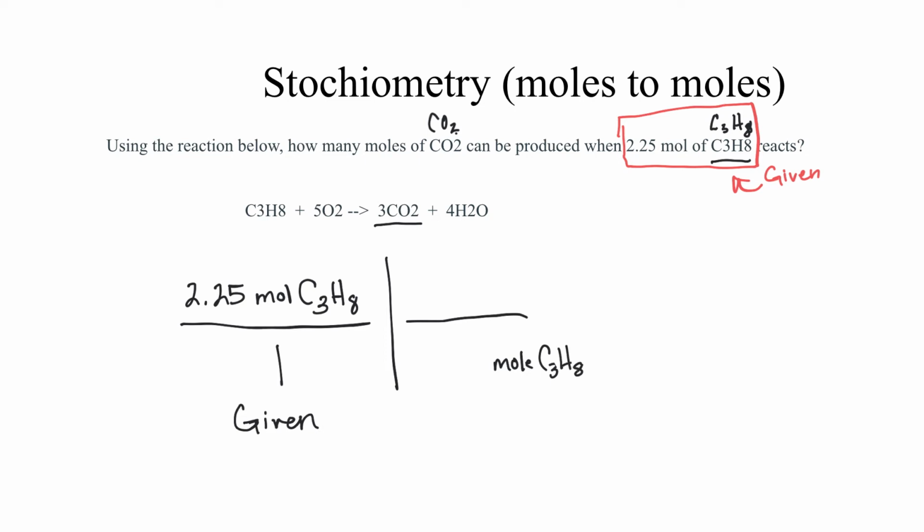C3H8. And on top, we're going to use the molar ratio, right? How many moles of C3H8? What's the molar ratio to the CO2? So here's our C3H8. We assume 1, so we have 1 mole of C3H8 to 3 moles of CO2.